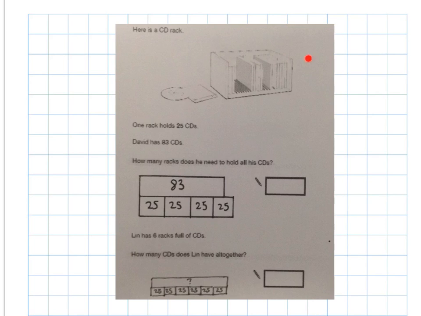Here is a CD rack, which is a rack that holds CDs, for those of you who don't know. One rack holds 25 CDs and David has 83 CDs. How many racks does he need? Well, you should know that because these numbers aren't too far apart, by estimating, he's only going to need a few CD racks. So I draw one CD rack, that only makes 25.